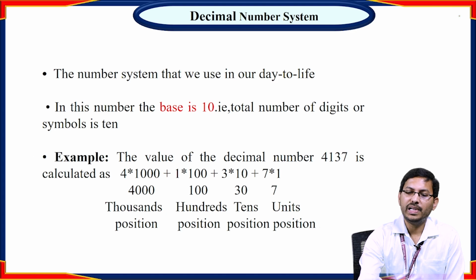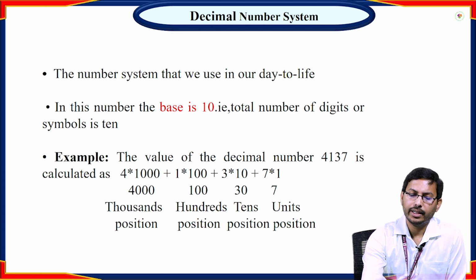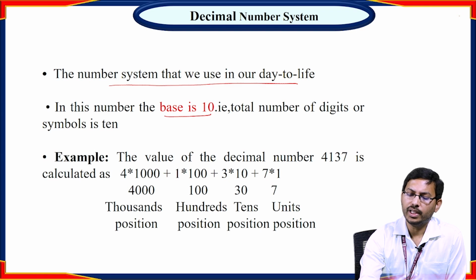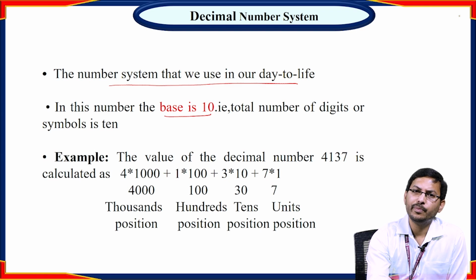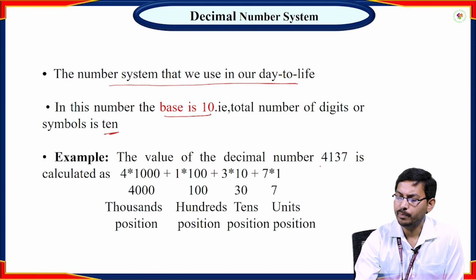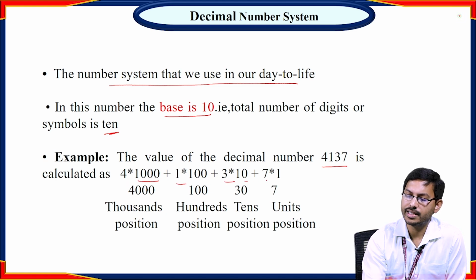Now, coming to the decimal number system. What is the decimal number system? This is the number system we use in our day-to-day life, and here the base is 10. The total number of digits or symbols used in the decimal number system is 10. Let us take one example. If you take the decimal number 4137, it is calculated as 4 into 1000, 1 into 100, 3 into 10 and 7 into 1.